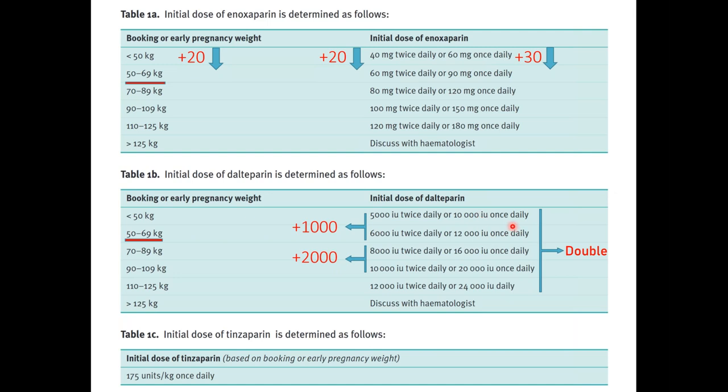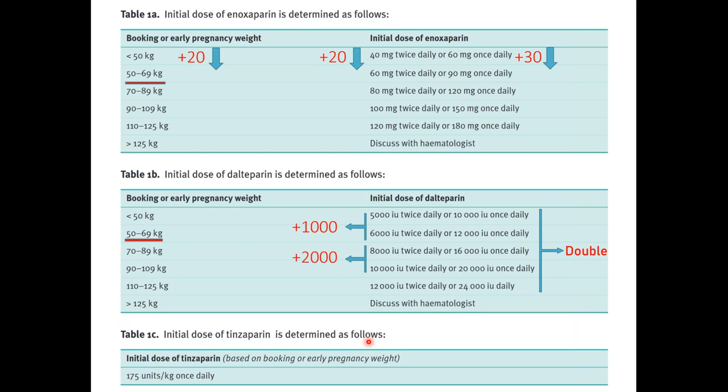Once daily: 10,000, 12,000, 16,000, 20,000 international units. And in case of 110 to 125 kilogram, it is 12,000 international units twice daily or 24,000 international units once daily. So once daily will be double. If the twice-daily dose is 5,000, double it to 10,000; 6,000 will be 12,000; 8,000 will be 16,000; 10,000 will be 20,000. So this will be easy to remember during the exam.